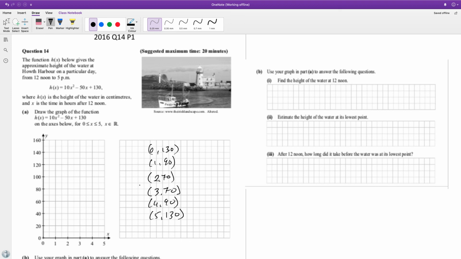Right. 0, 130. So out to 0, up, and it's about there. 1 and 90, out to 1, up to 90. Out to 2, up to 70. Out to 3, up to 70. Out to 4, up to 90. And out to 5, up to 130. Are we all happy with that?